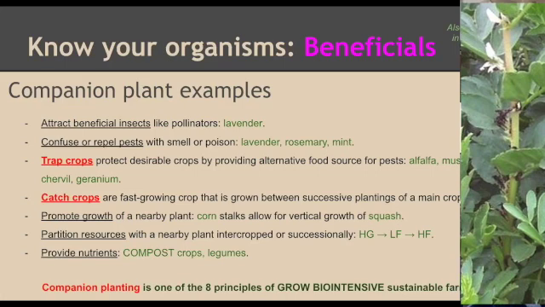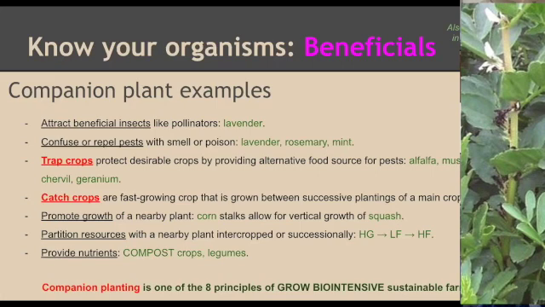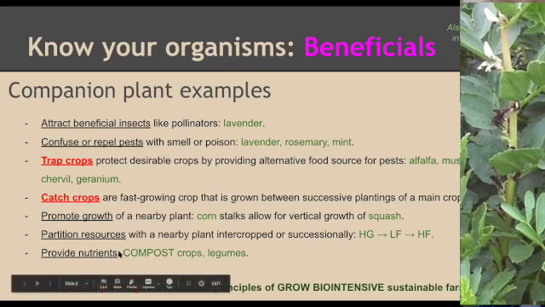Another type of companion, this is sort of a seasonal companion. If you have some open space in your bed and you're not doing a particular planting for another month, you might plant something really quickly there, like some radishes or some lettuce, and it can be a catch crop. It's basically catching that time in a really quick way, sort of a companion to your typical seasonal planting. Companion plants also promote growth. They partition resources, they provide nutrients.